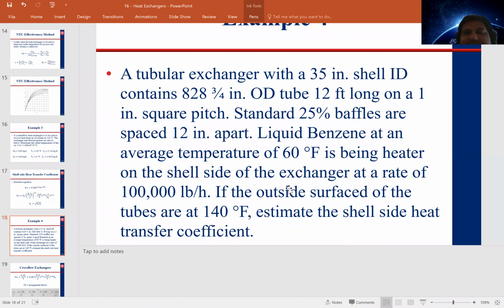So in this exchanger, we have a tubular exchanger with a 35-inch shell that contains 828 3/4-inch tubes that are 12 feet long on a 1-inch square pitch. That's the tube pitch. If standard 25% baffles are spaced 12 inches apart, which is the baffle pitch, what is the shell side heat transfer coefficient, given that we have liquid benzene in the shell flowing at 60 degrees Fahrenheit at a mass flow rate of approximately 100,000 pounds per hour? And for this problem, we assume that the surface temperature of the tubes is 140 degrees Fahrenheit.